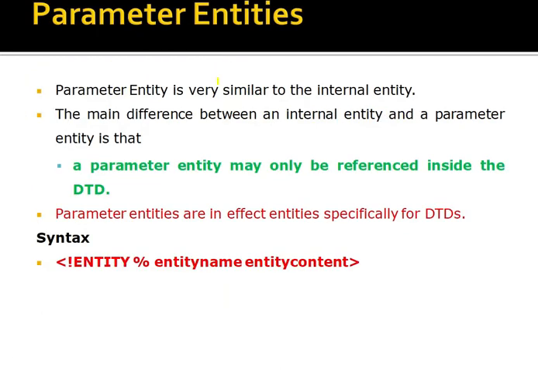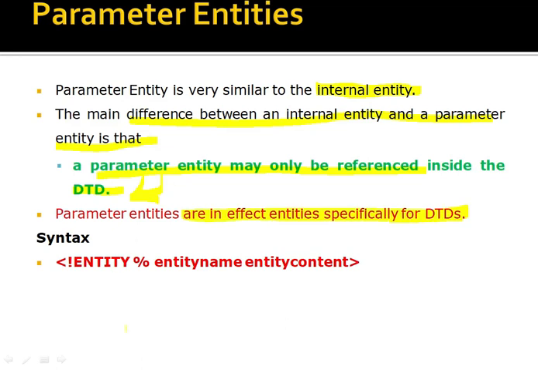Then the last type is parameter entities. Parameter entities are similar to internal entities. The main difference between an internal entity and a parameter entity is that a parameter entity may only be referenced inside the DTD. Parameter entities are in effect entities specially for DTDs.